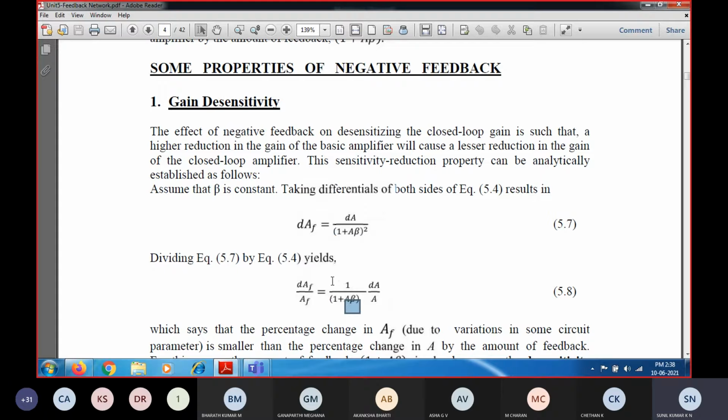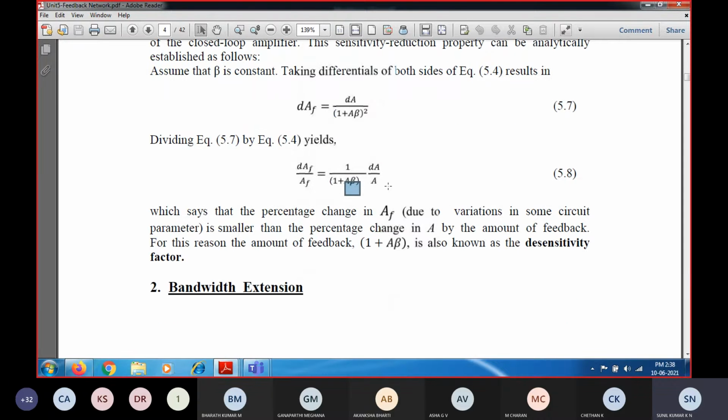So that indicates that if there is any small change in the amplifier and I want to see the sensitivity, sensitivity means dA by A divided by dAF by AF, which you can see is 1 plus A into beta, the sensitivity parameter. So it is going to have the least sensitivity with respect to change in the amplifier. That is what you are going to prove over here.